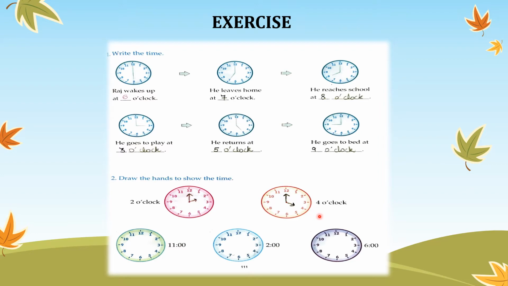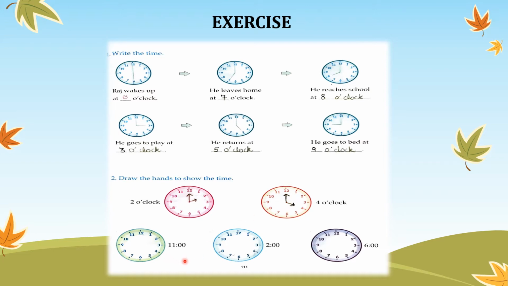Next is 4 o'clock. 4 means on 4 we have to place the shorter hand, and our longer hand will be at 12. Very neatly you have to draw. Your shorter and longer hands should look different. The size of both the hands should be different. The short one should be short and the longer one should be longer. But it should not be too longer or too shorter.